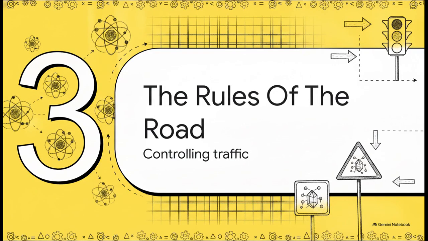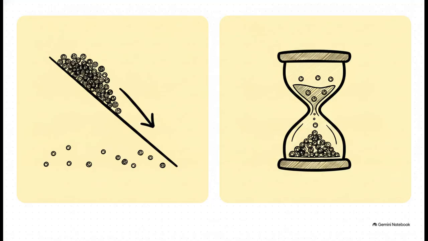All right, now that we know the mechanisms, let's explore Part 3, the rules of the road and controlling that atomic traffic. Engineers don't just rely on trial and error. They use precise mathematical frameworks to control this traffic perfectly. These frameworks are known as Fick's laws. Fick's first law describes steady-state diffusion. In really simple terms, it states that the rate of diffusion is directly proportional to the concentration gradient.